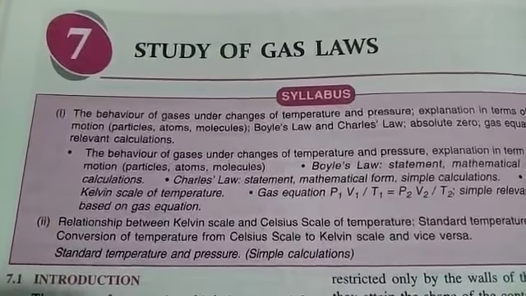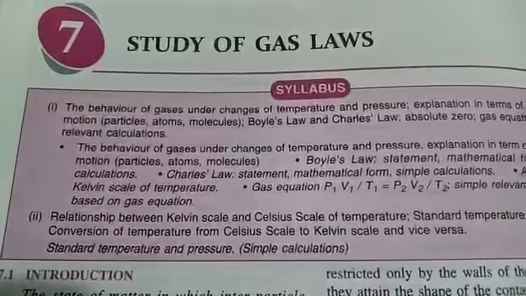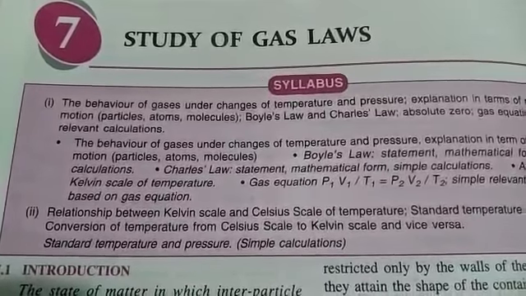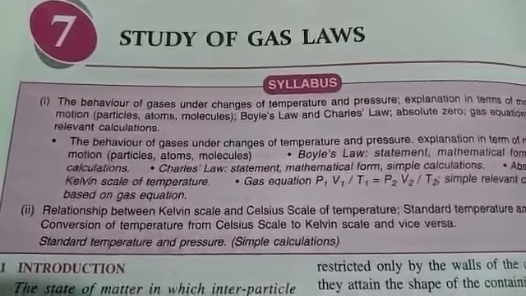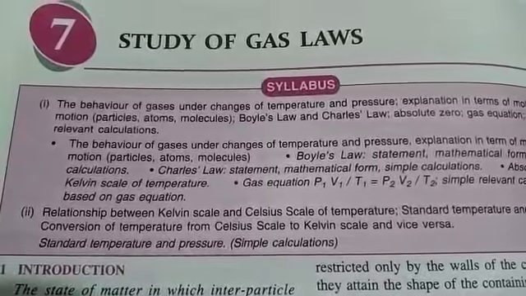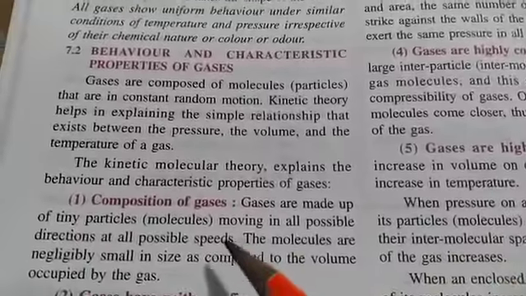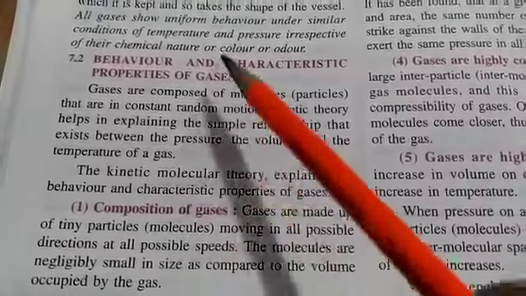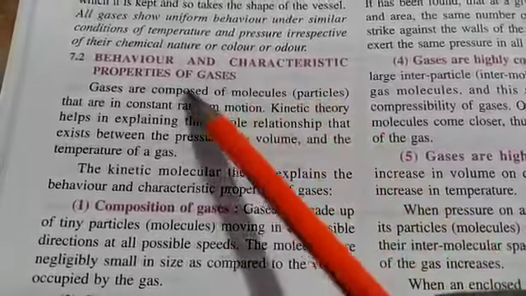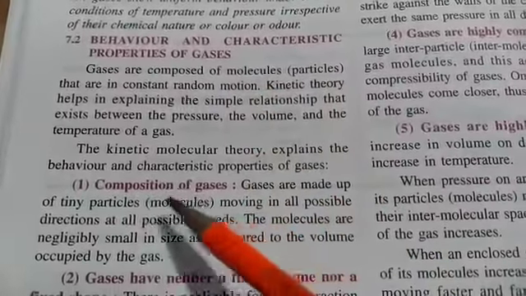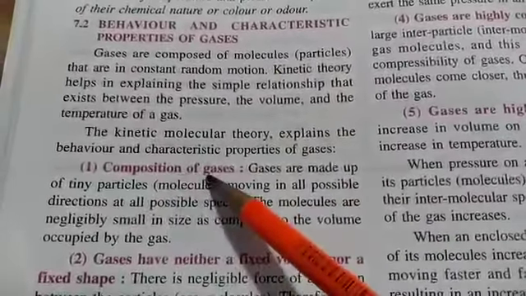In this chapter, we will see the respective changes in the pressure of the gas, volume of the gas, and temperature of the gas. So students, before we take up the laws for discussion, let us see the behavior and characteristic properties of gases. So first property is composition of gases.